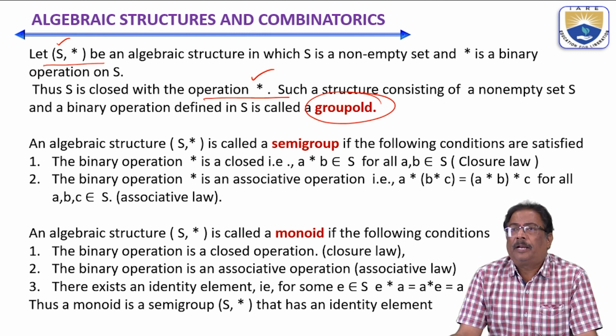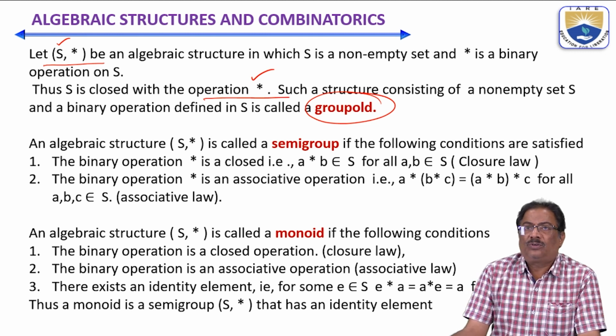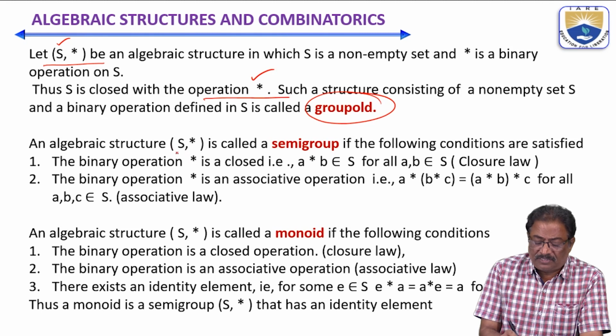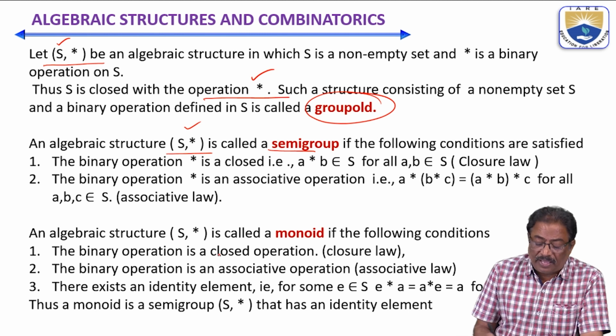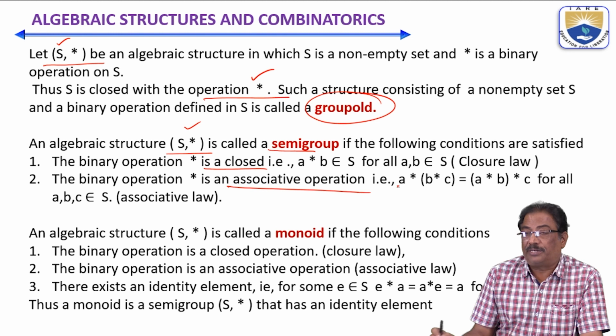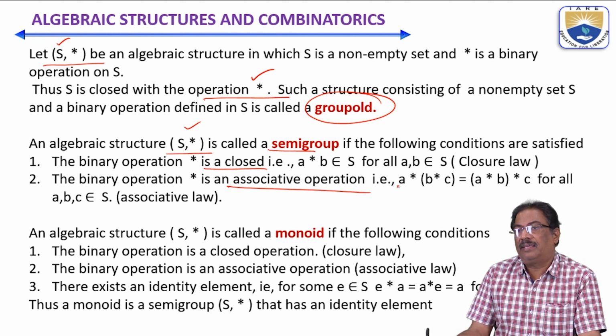So here that means a binary operation which is closed, defined on the set S, is known as a groupoid. Here an algebraic structure S comma star is called a semigroup if the binary operation is closed and associative. Already we discussed this in the question bank problems.